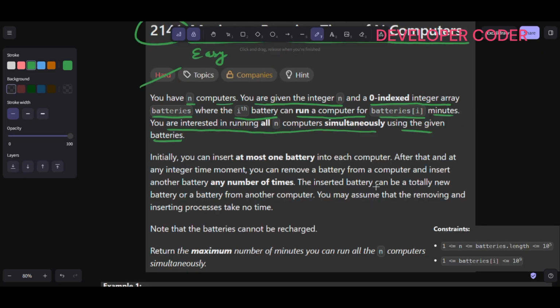So what you need to do: initially you can insert at most one battery into each computer. After that, at any integer time moment, you can remove a battery from a computer and insert another battery any number of times. And the inserted battery can be a totally new battery or a battery from another computer. You may assume that the removing and inserting processes take no time. Okay, so we will understand this line.